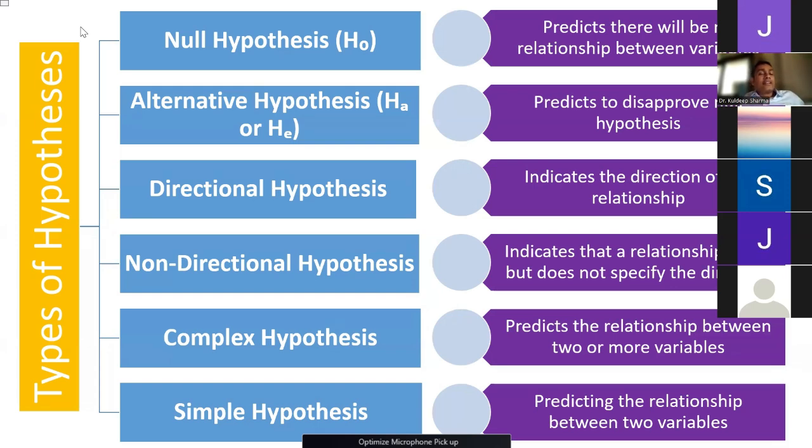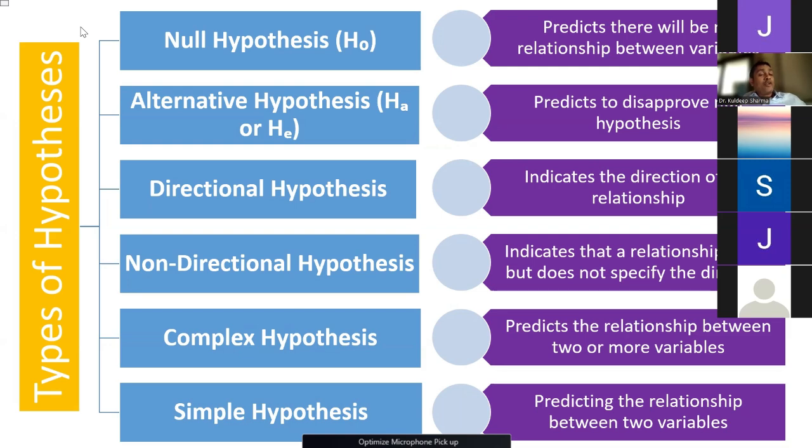What is non-directional? Non-directional indicates that a relationship exists but does not specify direction. This means there is a relationship, or there is a significant association between A and B. This is non-directional. I say there is an association, but which one? If I know which relation it is, then it becomes directional.